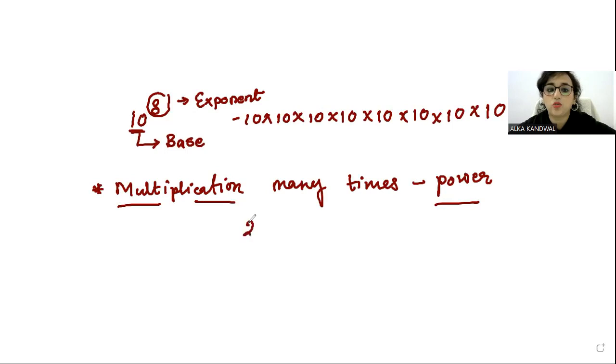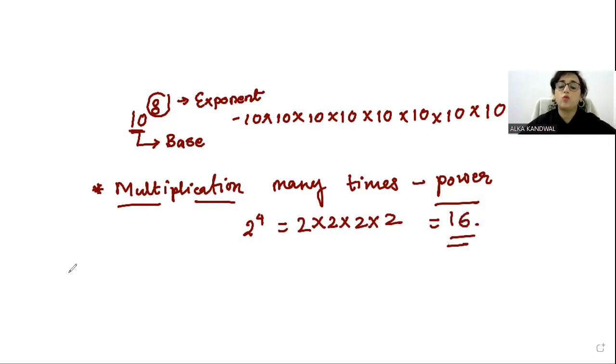For example, I tell you 2 to the power of 4. What will its value be? Many of the children get confused. They do 2 into 4 and say the answer is 8, which is wrong. 2 power 4 means 2, 2, 2, 2. 2 to the 4, 4 to the 8, 8 to the 16. What will be the value of 2 to the power of 4? 16.